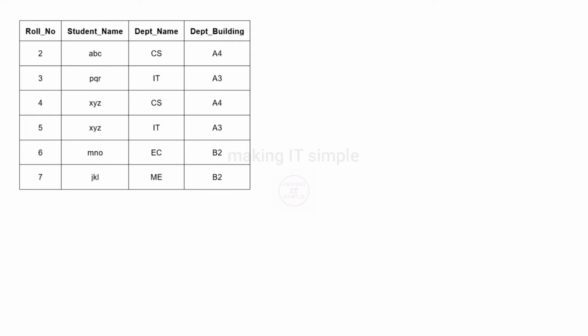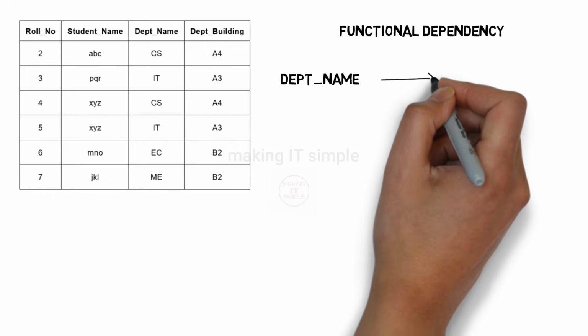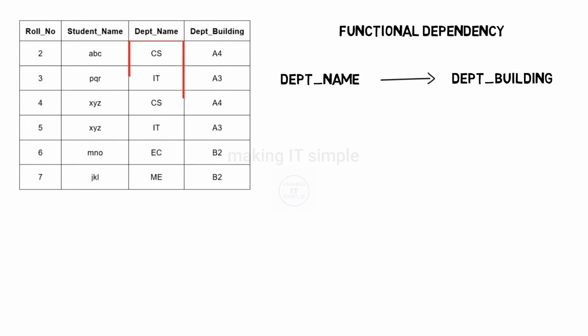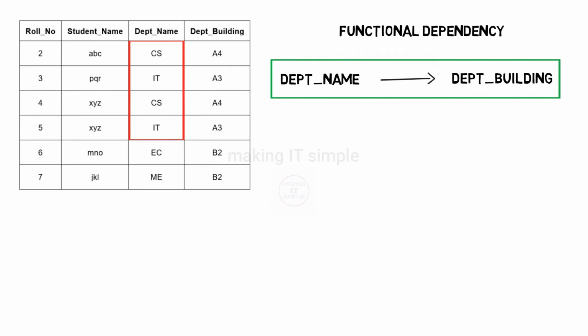Next one, let us consider another functional dependency. Department name determines department building. Now we can notice that department name attribute has redundant or duplicate values present in it. Does that mean it is an invalid functional dependency? Well, let us check using an example. There are two records for CS in department name attribute.